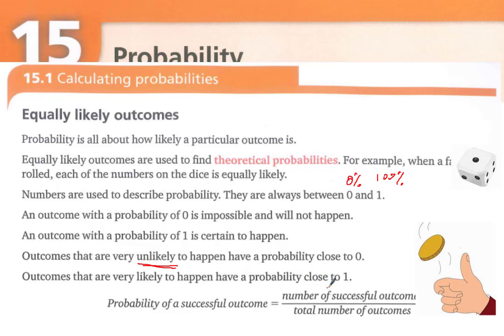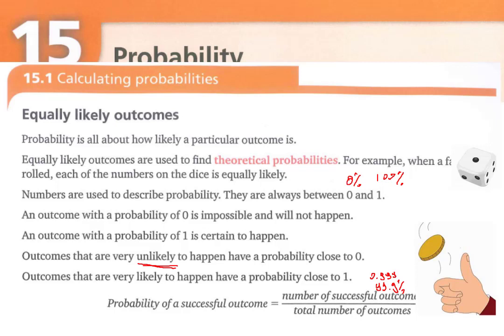If the probability is close to 1, like 0.999, for example, or 99.9%, then we say this is very likely to happen. Usually when we're certain, we use 99.9%. There is this formula that we use to find a certain probability for an outcome. Probability of a successful outcome will be the number of successful outcomes over the total number of outcomes.